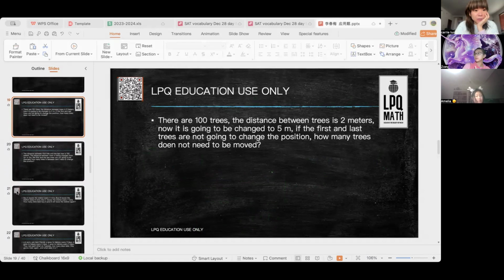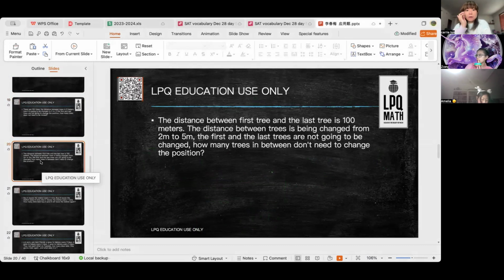Go on, probably. Okay, let's take a look at this one. The distance between the first tree and the last tree is 100 meters. So this time I told you there are 100 meters between the first one and the last one. The distance between trees is going to change from 2 meters to 5 meters. The first and last trees are not going to be changed. How many trees in between don't need to change position? So this question is different from the earlier one, okay? If you understand the earlier one, you should know how to do this one.